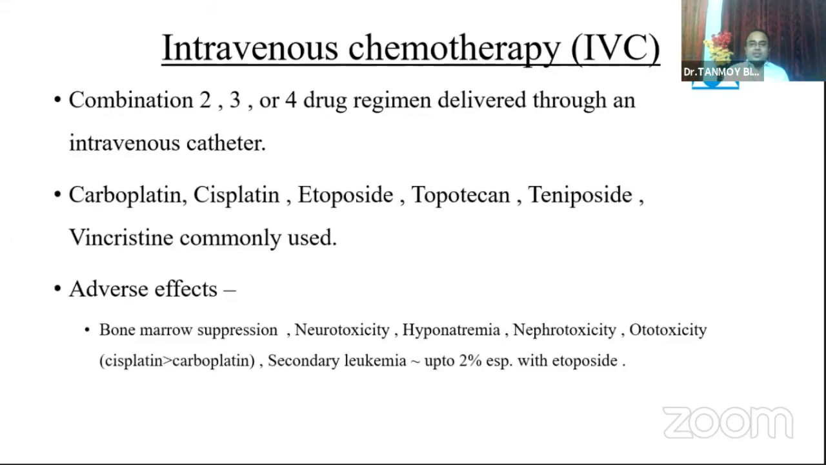Chemotherapy can be used in various ways, that is intravenous, intraarterial, intravitreal, and periocular. So intravenous chemotherapy is usually a two, three, or four drug combination regimen. The common drugs that are used are carboplatin, cisplatin, etoposide, vincristine, etc. Adverse effects, like other chemotherapies, are usually bone marrow suppression, neurotoxicity, hyponatremia, nephrotoxicity, etc.